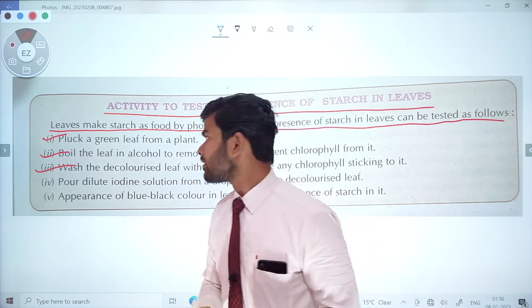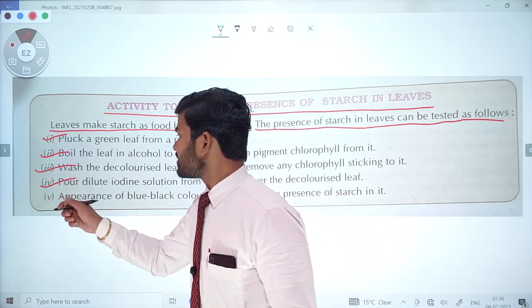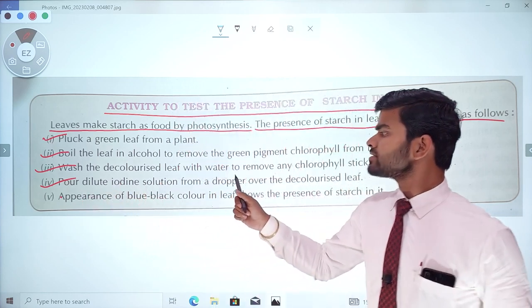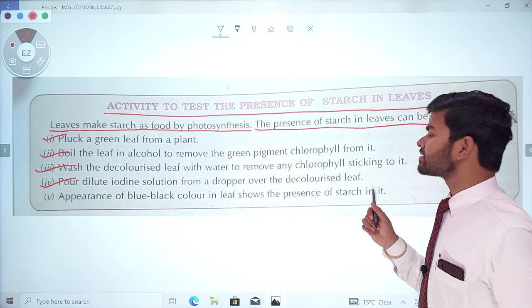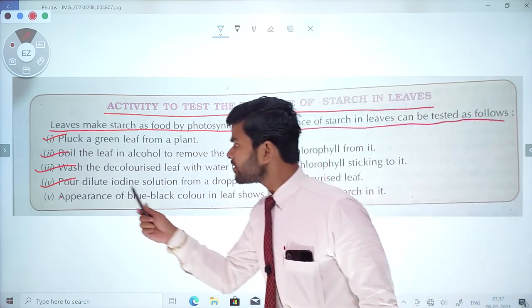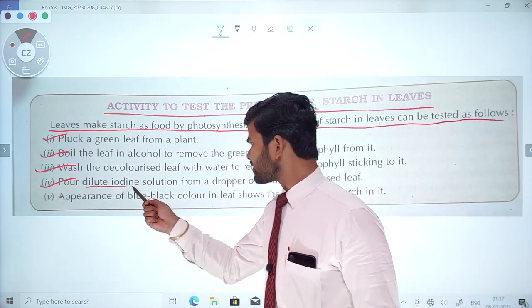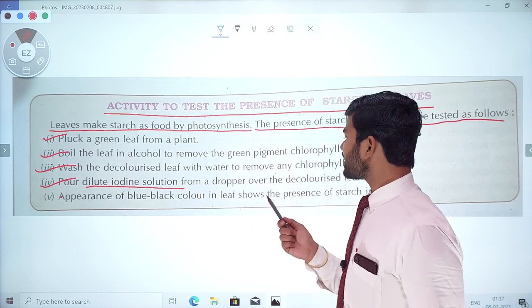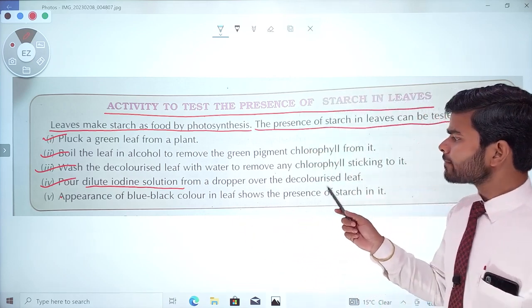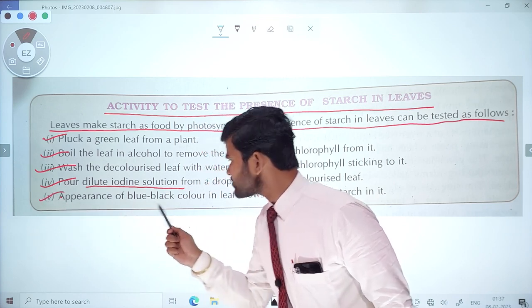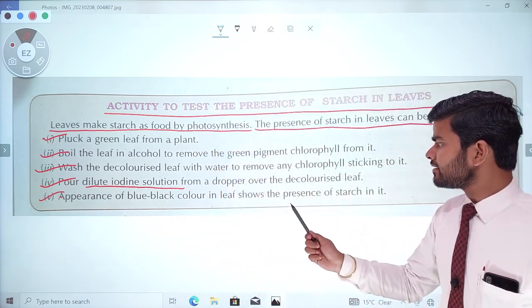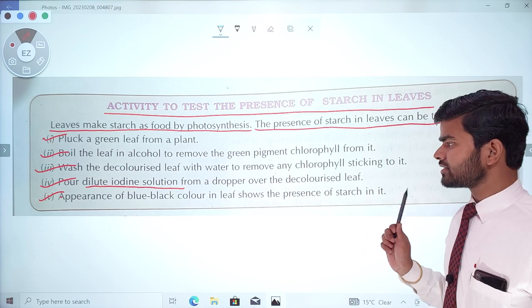Then the next step is that we pour dilute iodine solution from a dropper over the decolorized leaf. When we pour the dilute iodine solution, what will happen? The appearance of blue-black color in the leaf shows the presence of starch in it.